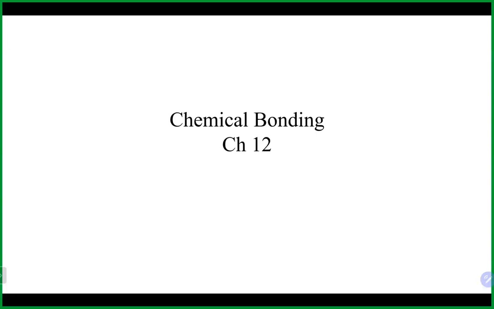Okay, we're going to continue on here to chapter 12. So we're going to talk about bonding in this chapter, and obviously the two types of bonding: an ionic bond and a covalent bond. And as we'll talk about in this chapter, really the major difference between them is that in an ionic bond, there's no sharing of electrons.